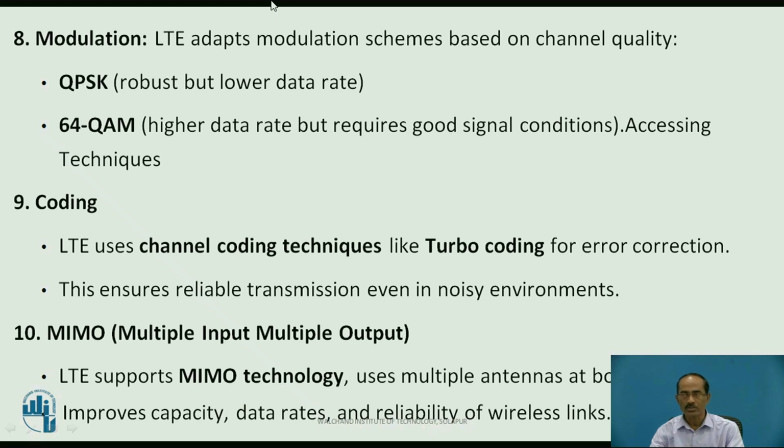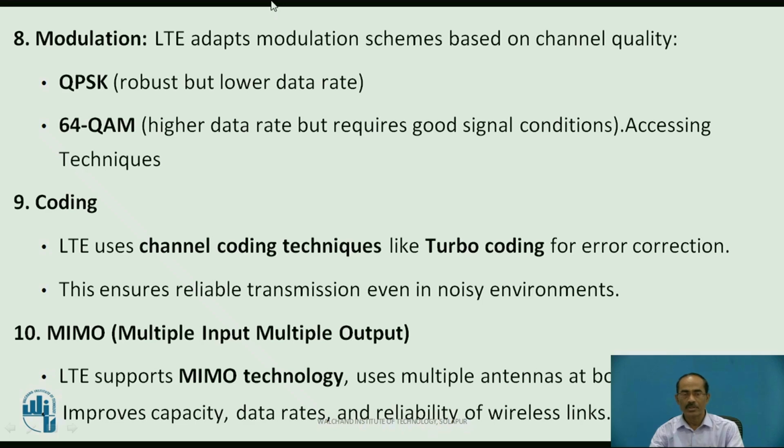Eighth one, modulation. LTE adopts modulation schemes based on channel quality. QPSK, quadrature phase shift keying, is robust but gives lower data rates. 64 QAM gives higher data rate but requires good signal conditions.